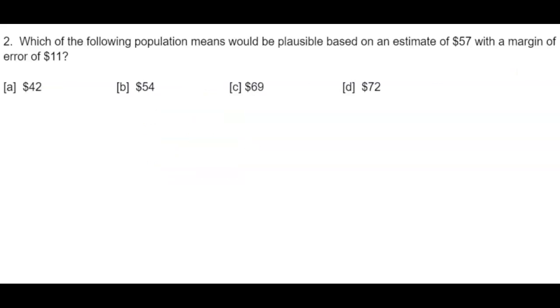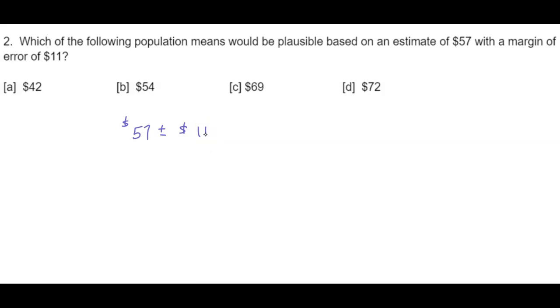All right, in this question, we are given a population mean of $57 and its margin of error, which is $11. We want to know which of the 4 choices has a plausible value based on the mean and the margin of error. So what you're going to do here is use the mean and calculate the range of plausible values. You're going to do that by taking the mean, in this case $57, and adding and subtracting the margin of error, which is $11. So we're going to subtract 11 from 57, and we're going to add 11 to 57, and that's going to give us the range of plausible values.